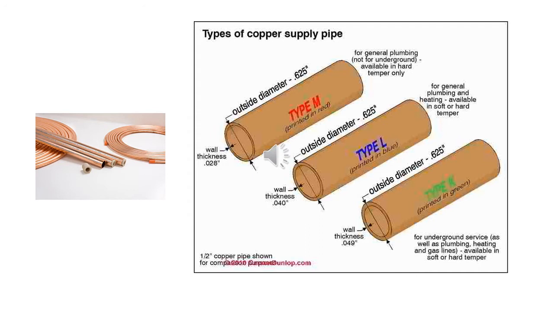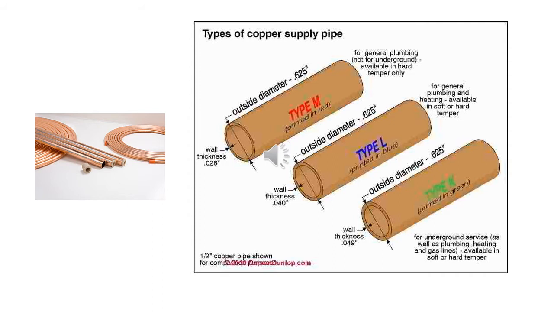Type L has a thinner pipe wall and is used in residential and commercial water supply applications. It has blue colored printing. Type M has an even thinner pipe wall and is sometimes used in residential and commercial water supply, but mainly it is used in heating applications. It has red colored printing.